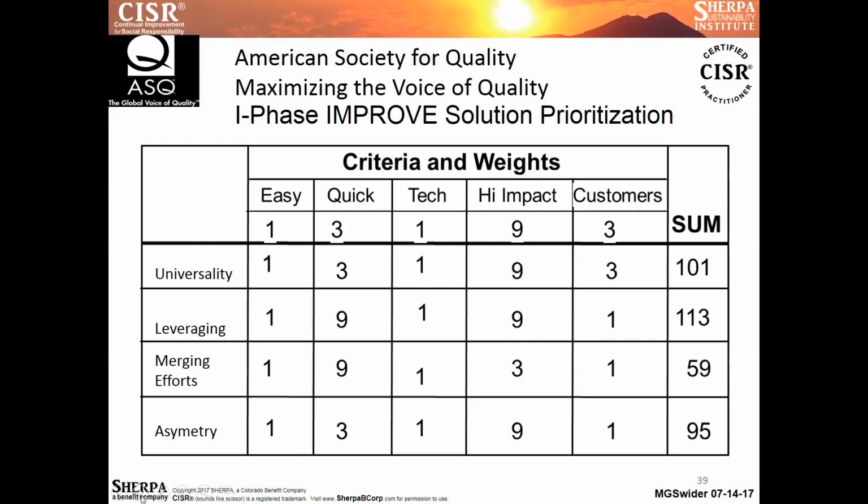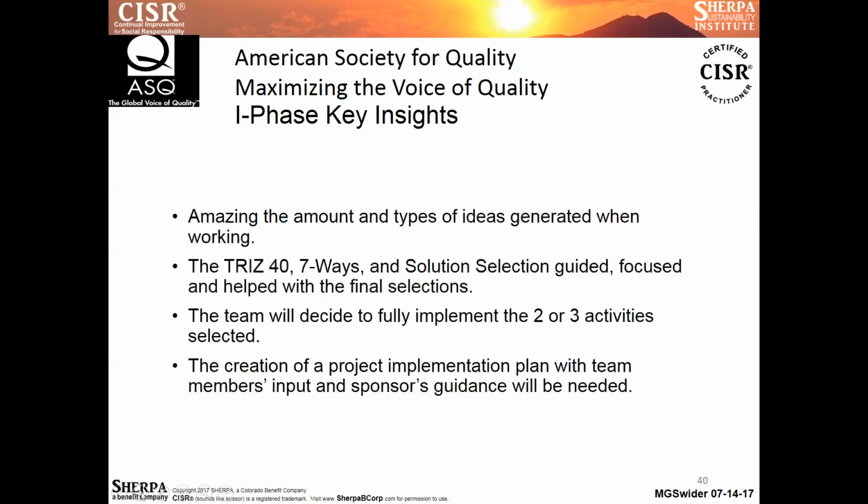Let's see what we learned from this phase. In this phase, what I learned was the amazing amount and type of ideas that were generated using tricks. The tricks, 47 ways, and solutions selected guided, focused, and helped with the final selections of what we're going to be doing or proposing for addressing our original continual improvement project for maximizing the voice of quality.